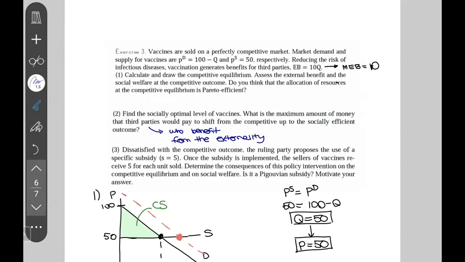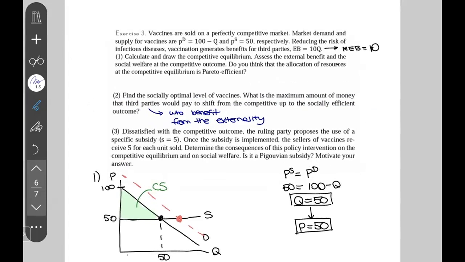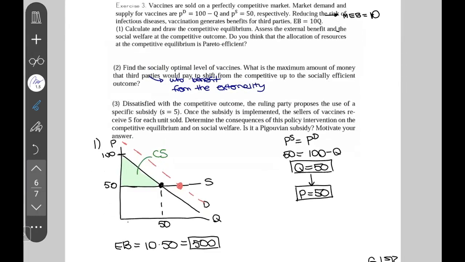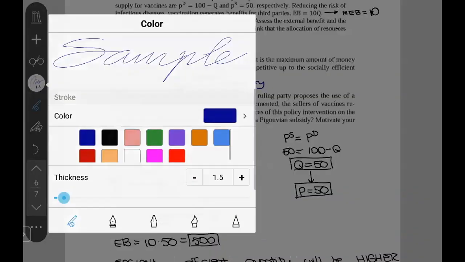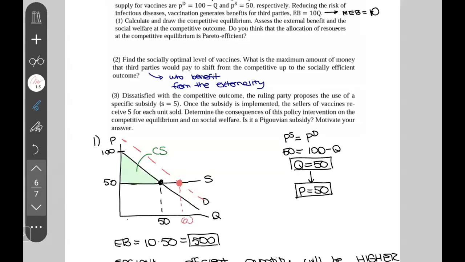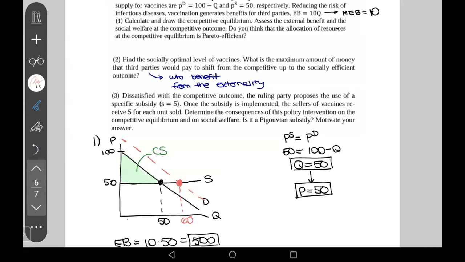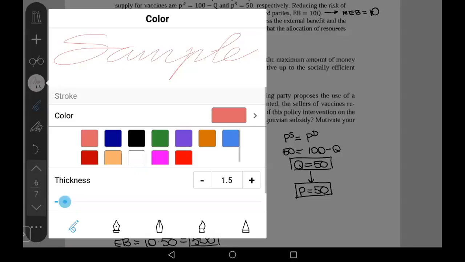So if we're talking about the people who are benefiting, we basically want to see the extra external benefit that they would get if we shift from 50 to the new quantity of 60. So basically we know that if they didn't pay anything, we would be at the original situation and they would get the external benefit, which would be all of this. So what we care about now is calculating the additional external benefit that you would get by producing this quantity instead. So you want to just look at the difference between the two.